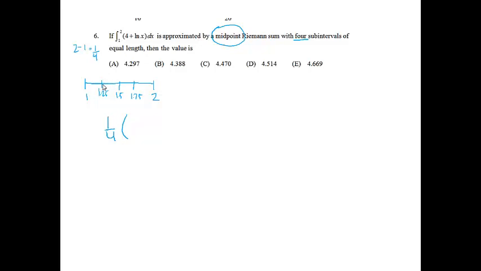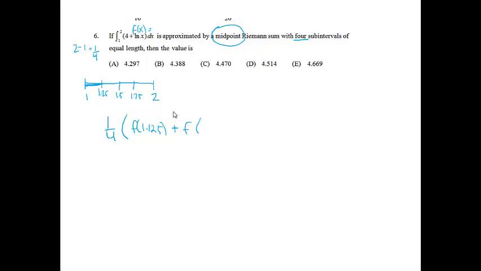So in the first one, from 1 to 1.25, halfway in between those two is going to be 1.125. So I'm actually going to find my function at 1.125 and then plus, and we'll let that equal f of x.